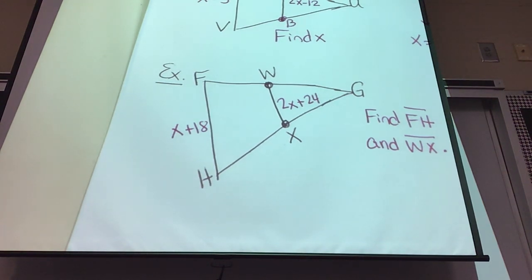You don't get this. That's not right. Negative or equal?